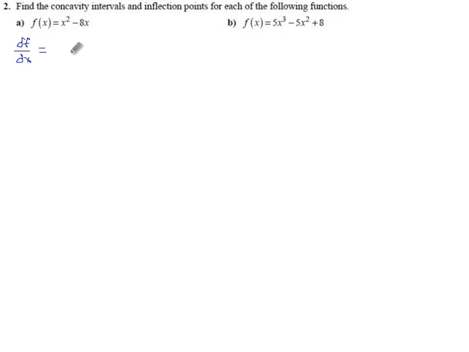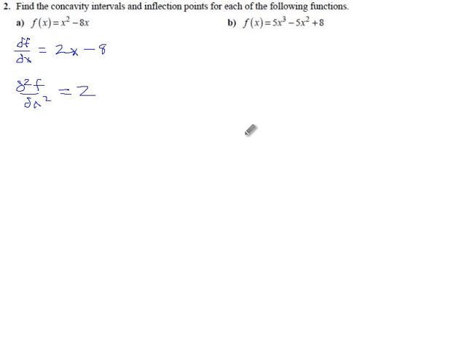Why am I doing the first derivative? Because we need the second derivative, and the only way to get it is to go through this. So I'm going to get the first derivative and then just roll on into the second one. First derivative is 2x minus 8. Second derivative, d squared f over dx squared, is 2.